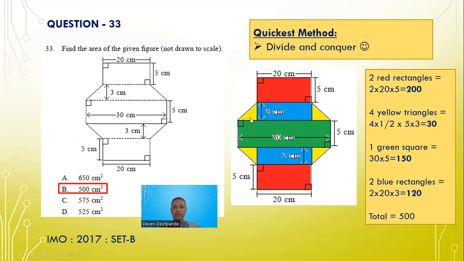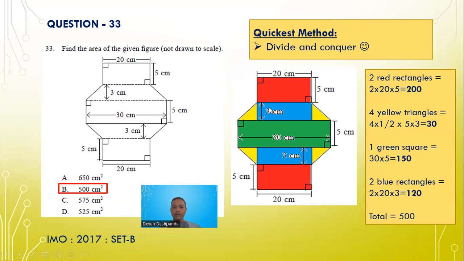This will be 5. So 4 yellow triangles will be 4 into, what is the area of each triangle? Half into base. The base is 5. What is the altitude? It is 3. Half into base, which is 5, altitude, which is 3. And 4 of these. So 4 into half into 5 into 3, which will be 30. One big green square, so 30 into 5, 150.